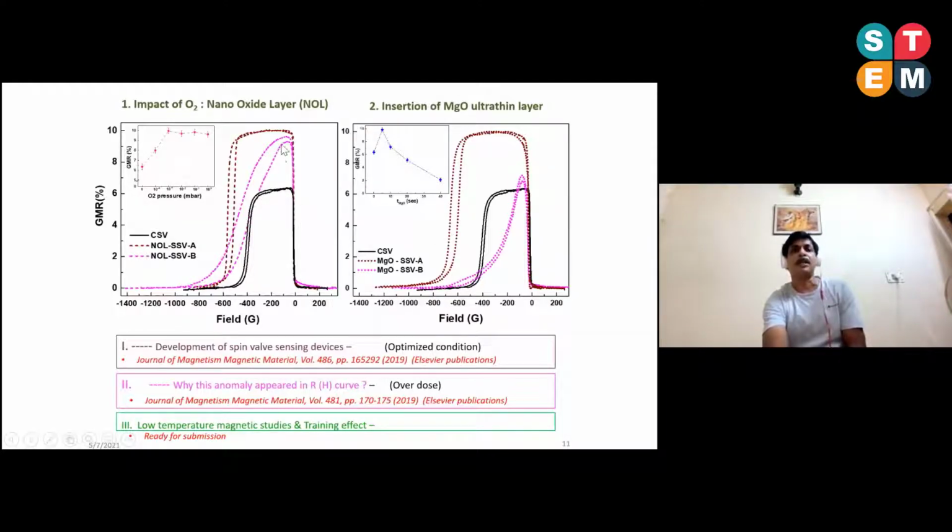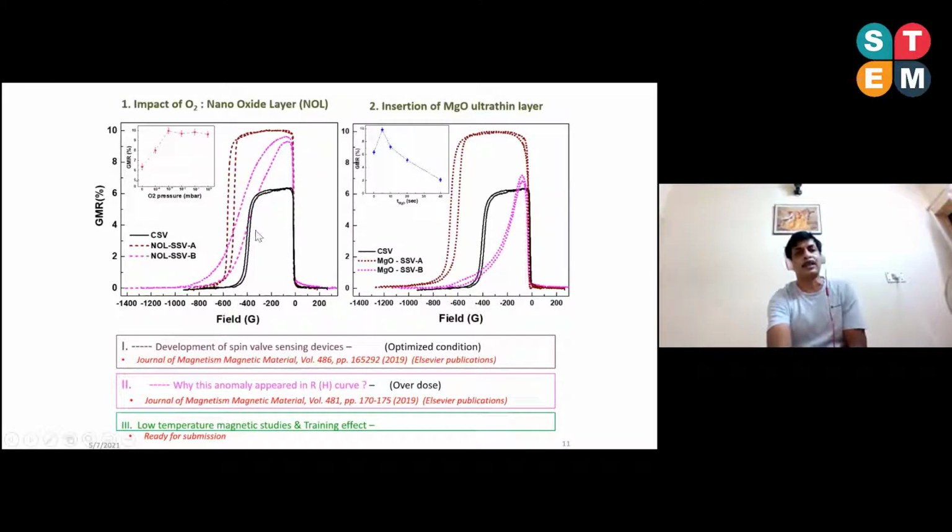Now, if we increase the thickness of this NOL layer, which is the overdose at 1.5 millibar oxygen pressure for 40 minutes, then instead of a sharp transition it becomes a very gradual transition, with a small reduction in the MR percentage.